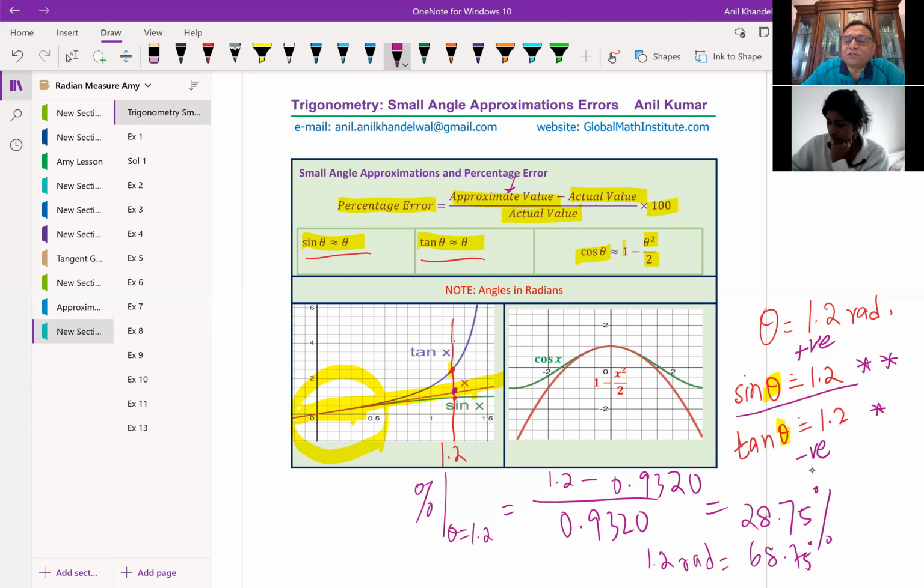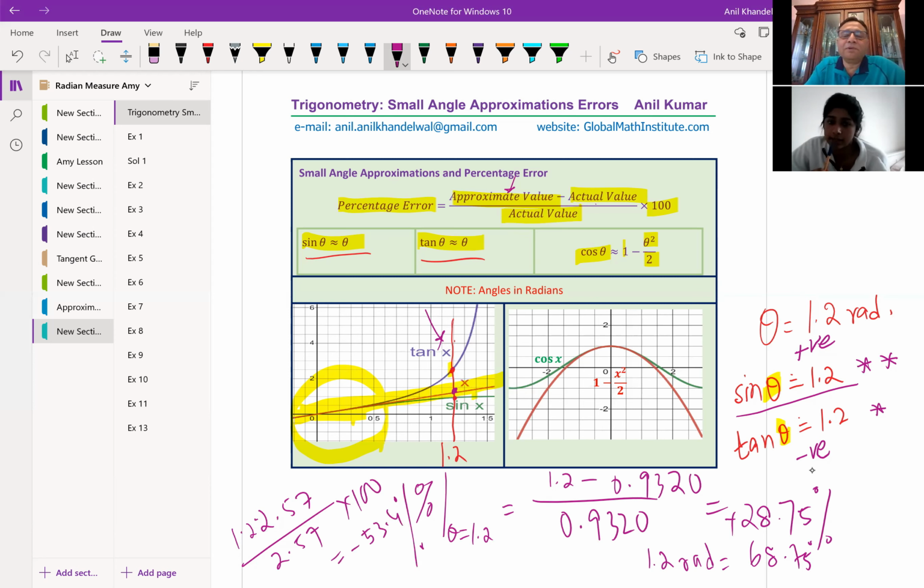Secondly, you also notice that this was positive, right? Because the estimated value was higher, as y equals to x is above the sine graph, correct? If I would calculate the same percentage error for tan theta, I'll get a much higher value, correct? Try to do that. So for tan, 1.2 minus, what is the tan value? First figure out what the tan value is. 2.57. So you do 1.2 minus 2.57 divided by 2.57 times 100. What do you get? Minus 53.4%. See, almost double, right?